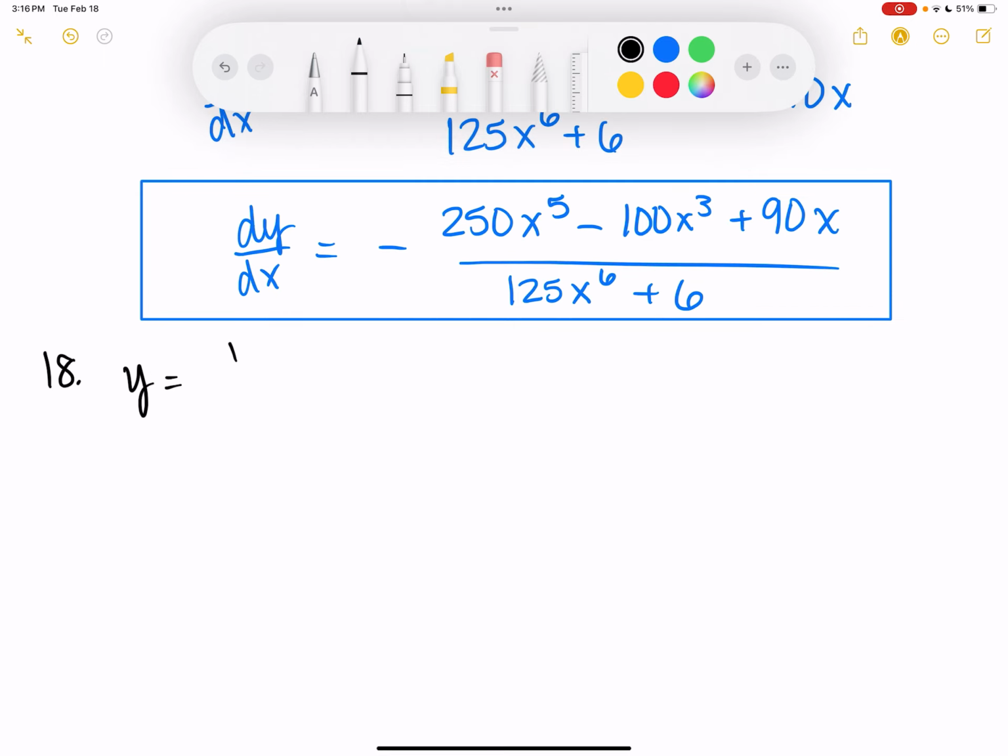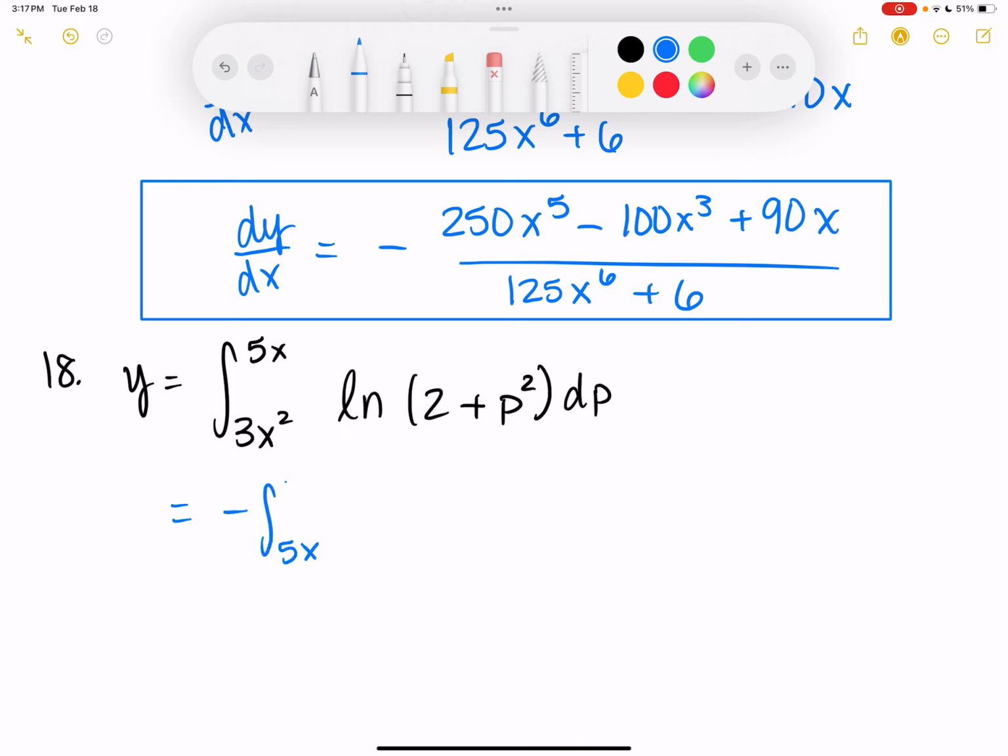Number 18, y equals the integral from 3x squared to 5x of the ln of 2 plus p squared dp. All right, so if I have an x and an x squared, first of all, they need to be in order. So the bottom one needs to be the x, the top one needs to be the 3x squared. So I need to flip them first. So I need to do negative integral from 5x to 3x squared of the ln of 2 plus p squared dp.